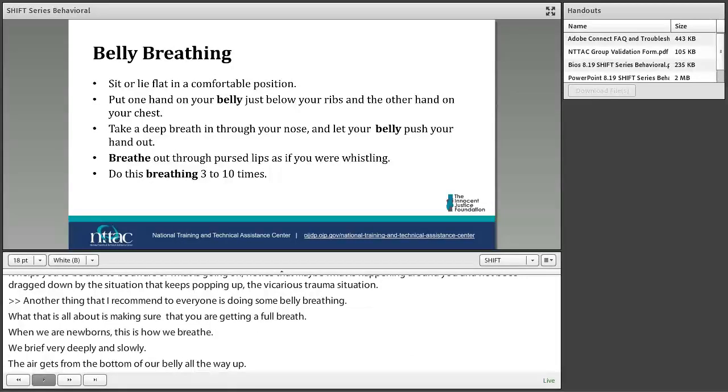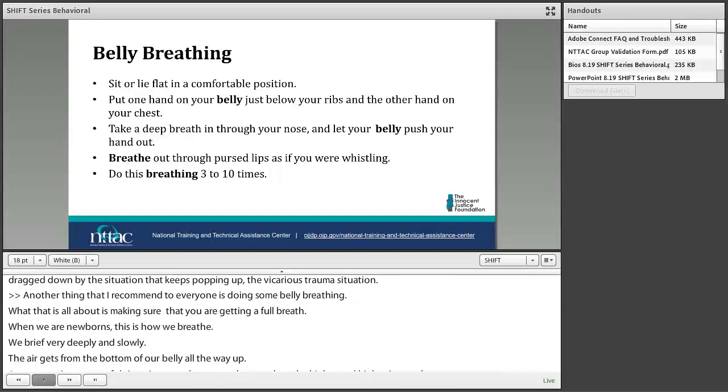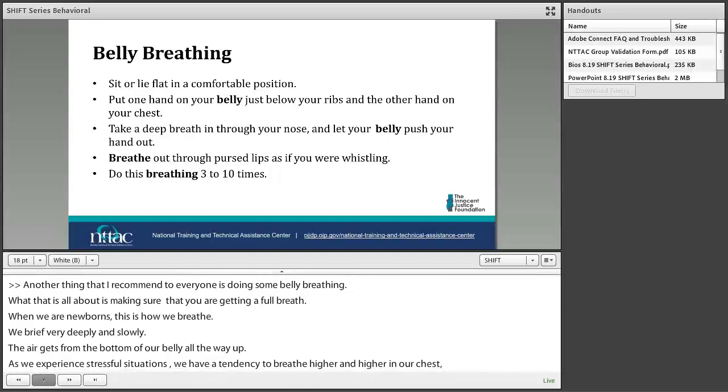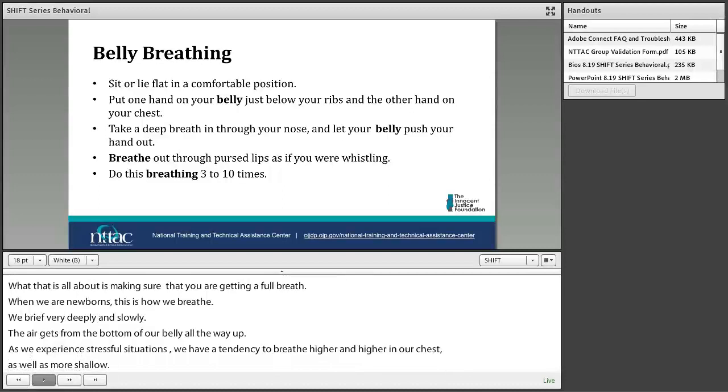So what we want to do is make sure that we can focus on some deep breaths, and this is going to explain to you how to do that. Sit down comfortably, one hand on your belly, deep breath in through your nose, push your hand out, and then breathe out through your lips as if you're whistling. Do it 3 to 10 times, and that will be amazingly calming for you.